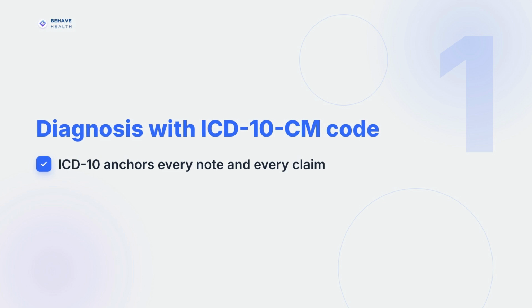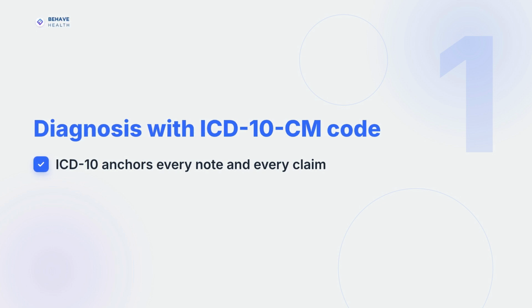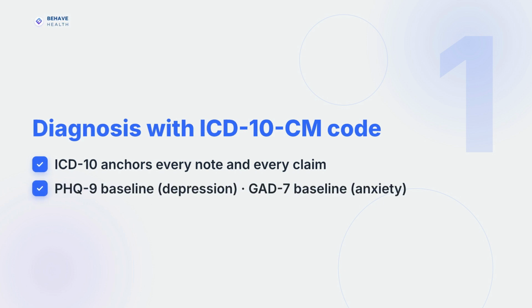Avoid unspecified codes like F32.9. Payers flag heavy use as weak documentation. Support the diagnosis with a scored instrument at intake. That baseline becomes your progress benchmark at every 30, 60, and 90-day review.